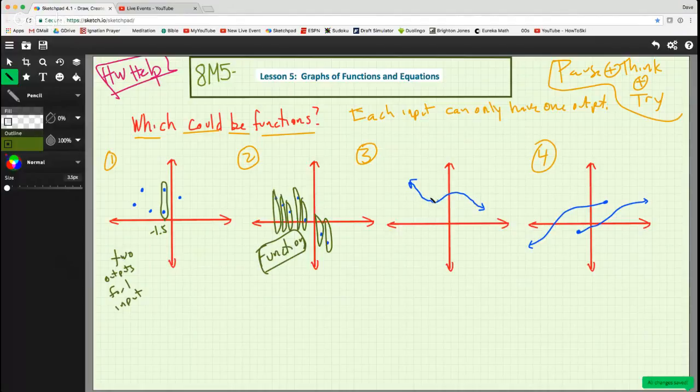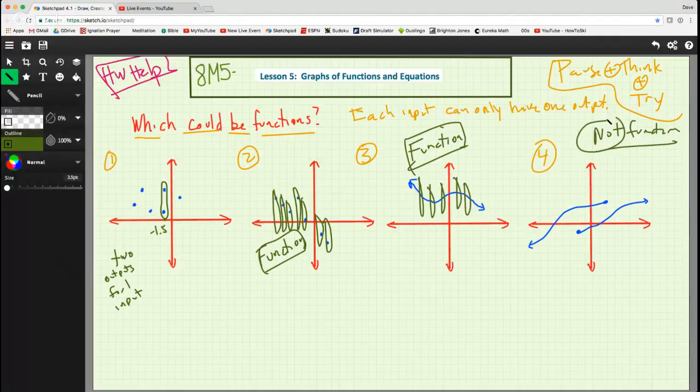And how about this one? This one is also a function. There's no place where I can take a circle and see two outputs for one input. So this is a function. And then here, this is not a function. And the reason is because there's a number of places here, like right here at 1, where I have two outputs. Right here I have two outputs. So everywhere right at 0, I have two outputs. So this is not a function.